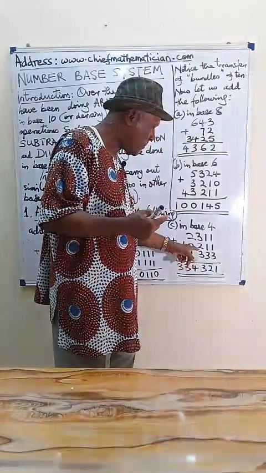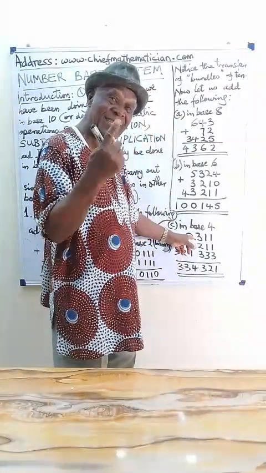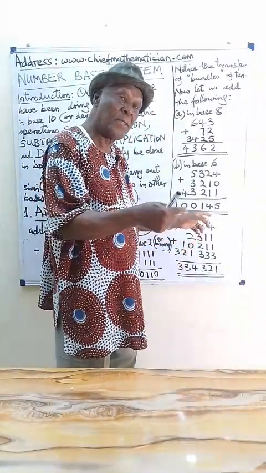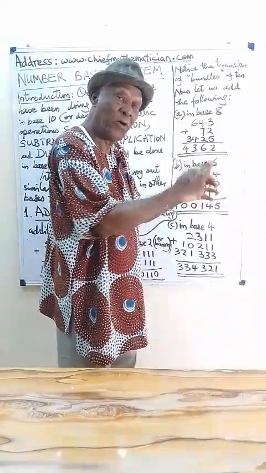1 plus 3, 4, plus 2, 6, plus 3, 9. 9 in base 4 is 2 bundles of 4, remainder 1.